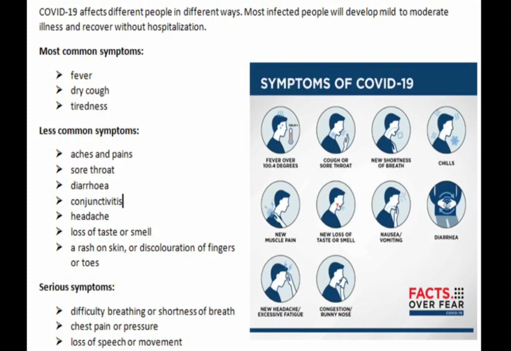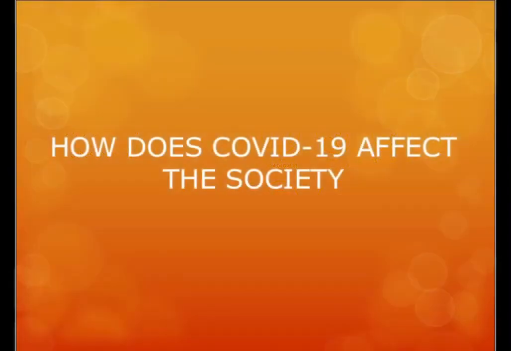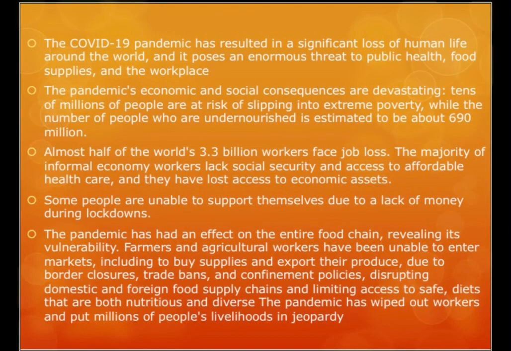Most infected people will develop mild to moderate illness and recover without hospitalization. How does COVID-19 affect the society? The COVID-19 pandemic has resulted in a significant loss of human lives around the world, and it poses an enormous threat to public health, food supplies, and workplace. The pandemic's economic and social consequences are devastating.